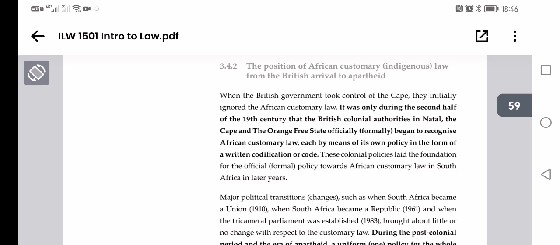It was also during the second half of the 19th century that the British colonial authorities in Natal, the Cape, and the Orange Free State officially and formally began to recognize African customary law, each by means of its policy in the form of written codification or code. These colonial policies laid the foundation for the official formal policy towards African customary law in South Africa in later years.